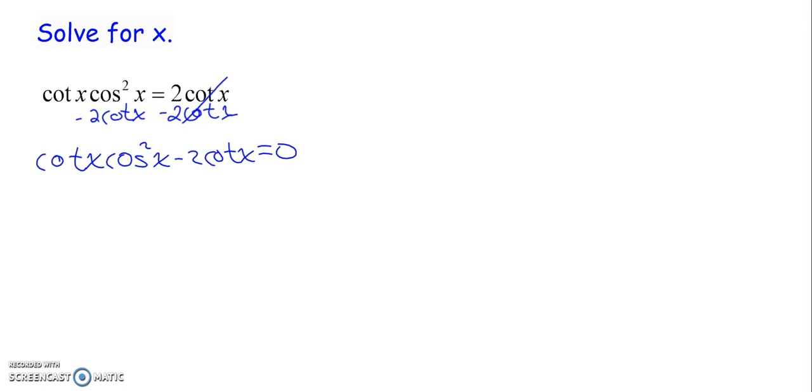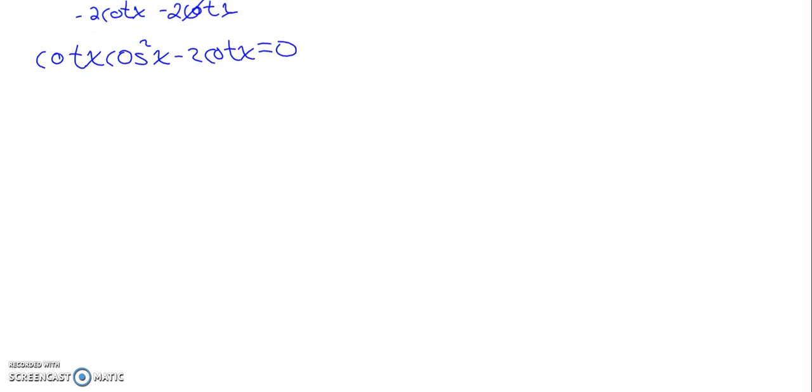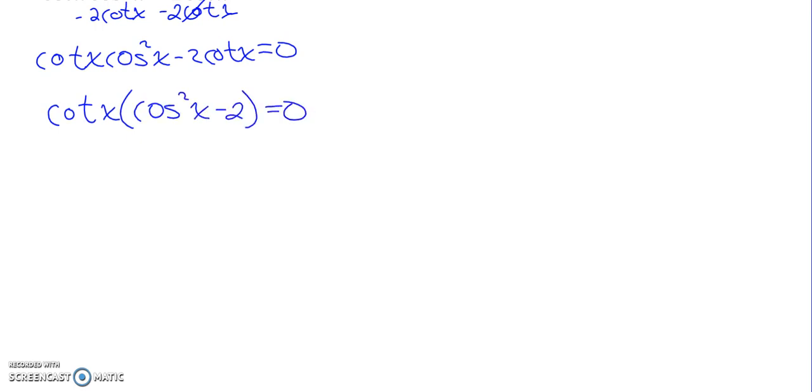All right, and I notice I have 0 on one side. One of the most common strategies of algebra when 0 is on one side is to factor out. I have a GCF here, so I could factor out cotangent x. It leaves me with cosine squared x minus 2 equals 0. Now I could use the zero product property, set the first piece equal to 0, and set the second piece equal to 0. And now we can go from here.